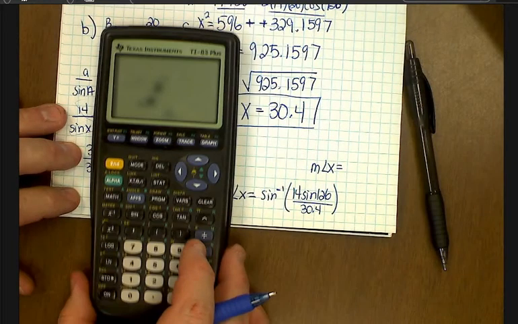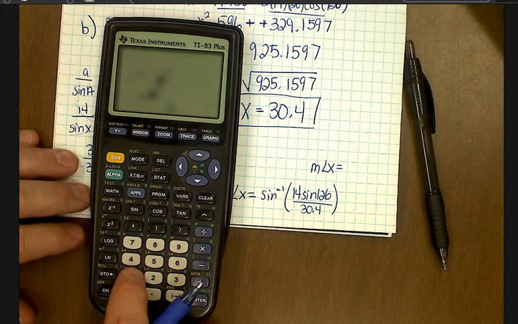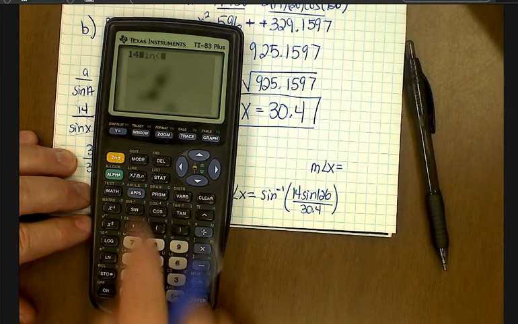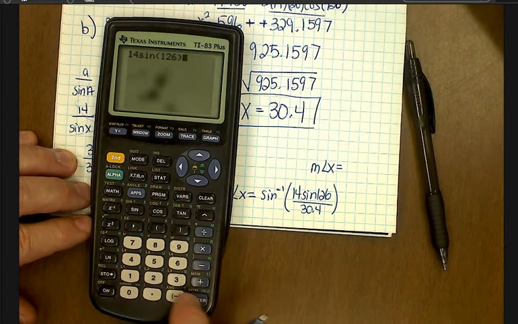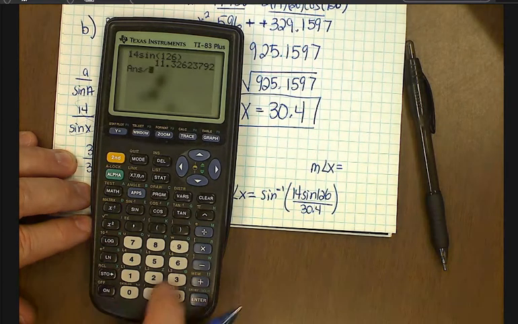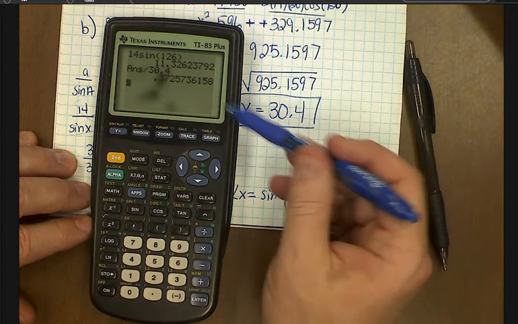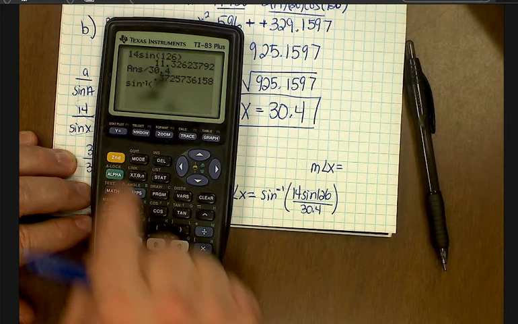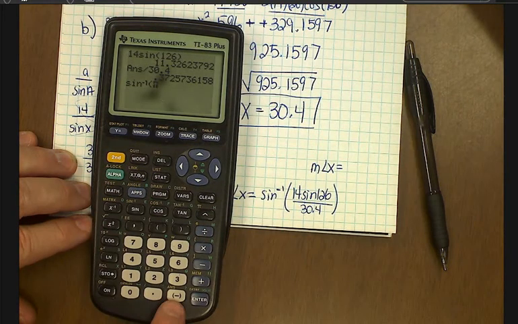So the way I would do this is I would kind of come up with a number first. So I would go 14 sine 126. I would hit enter. And then I would take that number and I would divide it by 30.4. And so now that becomes the number I want to take the sine inverse of. So now I'm going to hit second sine, second, and then the negative sign, which is your answer. And that gets put right there, or you can type it out, hit enter, and I get the angle.